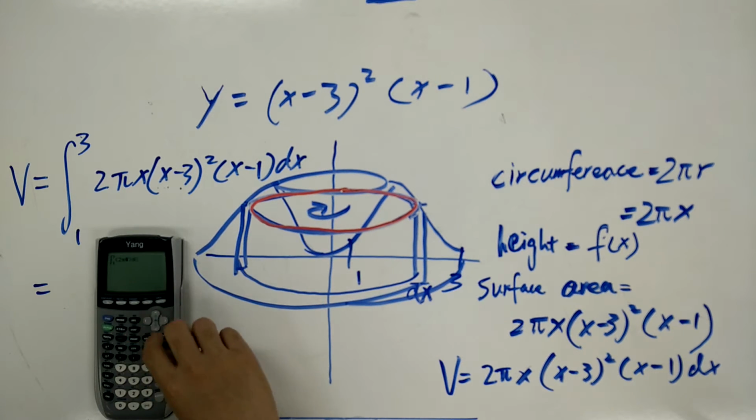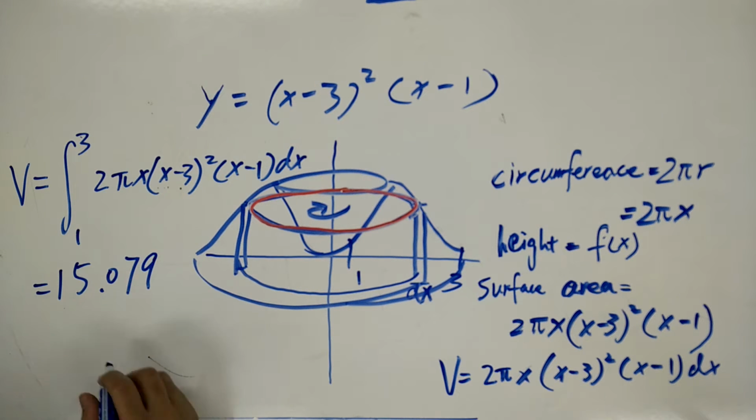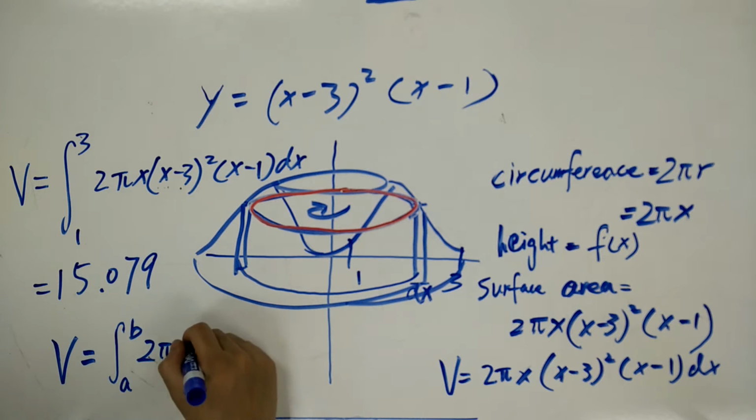So using our trusty calculator, we get the volume of the solid of revolution using shell method. And we also get the general formula.